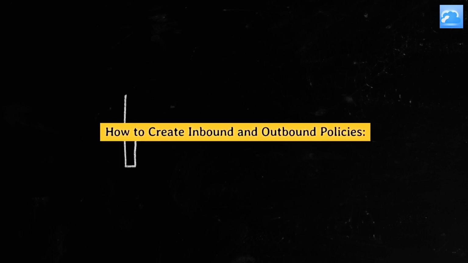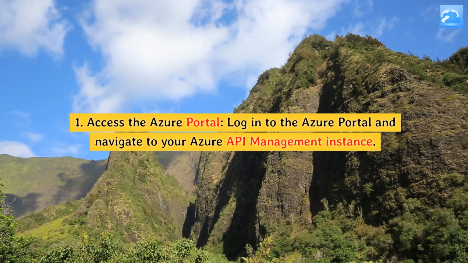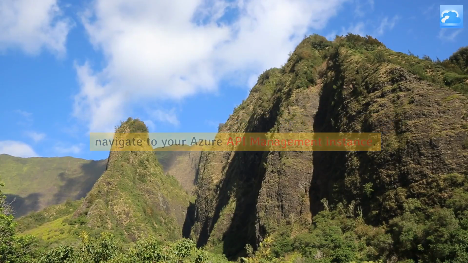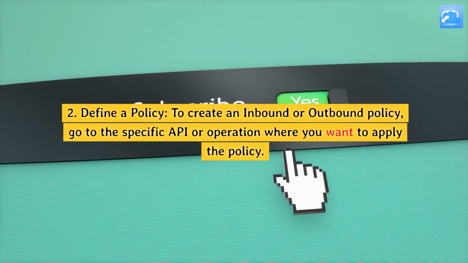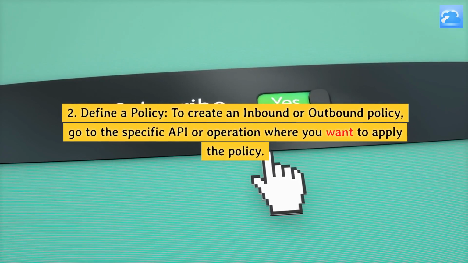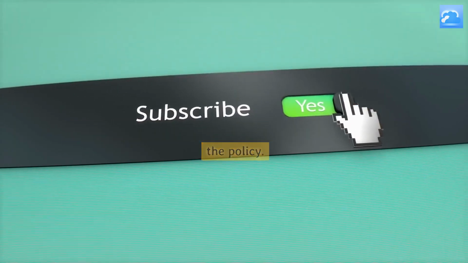How to create inbound and outbound policies. 1. Access the Azure portal. Log into the Azure portal and navigate to your Azure API Management instance. 2. Define a policy. To create an inbound or outbound policy, go to the specific API or operation where you want to apply the policy.